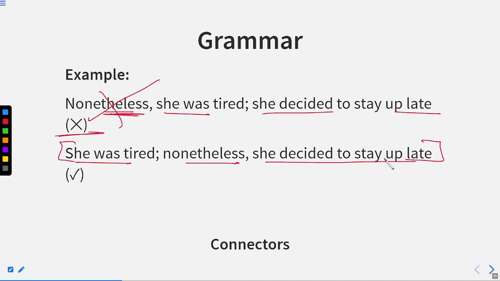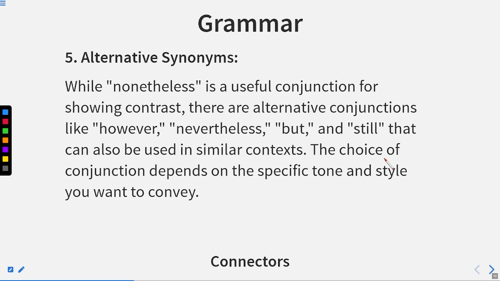Now let us move to the next one. Alternative synonyms. Now what can be other words for nonetheless? As I told you, whenever we use yet, despite, in spite of, nevertheless, all are contradictory conjunctions. So all the contradictory conjunctions can be the synonyms of nonetheless, and they can be placed in place of nonetheless. While nonetheless is a useful conjunction for showing contrast, there are alternative conjunctions as well, like however, nevertheless, but, still, yet, etc., which can also be used in similar contexts.